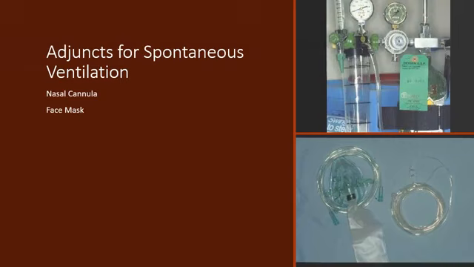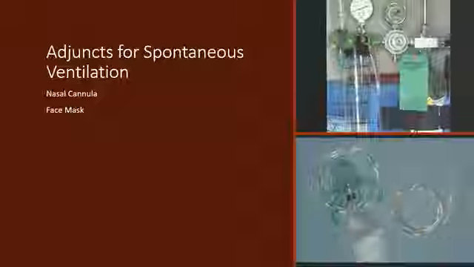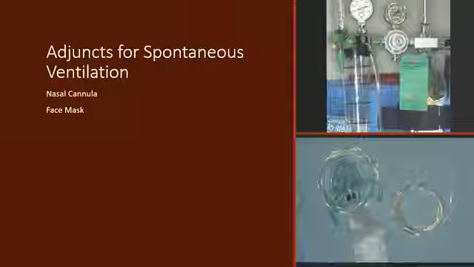So here you can see some of the adjuncts for a patient who's spontaneously breathing. So if they're spontaneously breathing on their own, but they need supplemental oxygen, then we're going to utilize either a nasal cannula, which is over on the right-hand side with the nasal prongs. They sit in the nasal openings, and that allows you to deliver supplemental oxygen. You can just dial up the flows that you want. Alternatively, if they need a higher percentage of oxygen in the air they're breathing in, you can utilize a face mask.